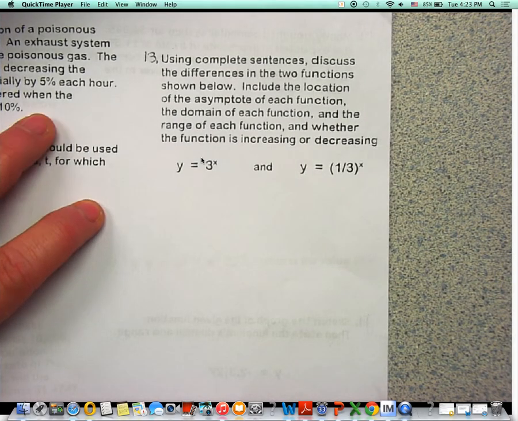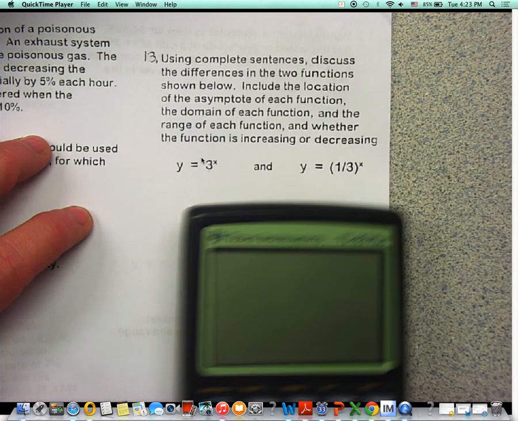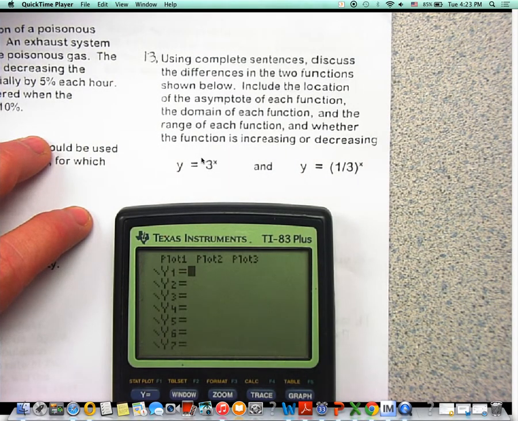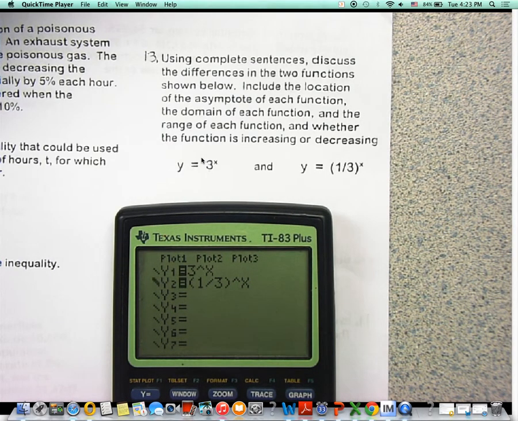Okay, so what we're going to do is graph each one of these in the calculator, see what they look like. So we're going to do y equals 3 to the x, and y equals parentheses 1 divided by 3 to the x. And to see the difference, I'm going to make the second one darker by moving over to the left and pushing enter one time, and it makes a thicker line. And then we'll graph.